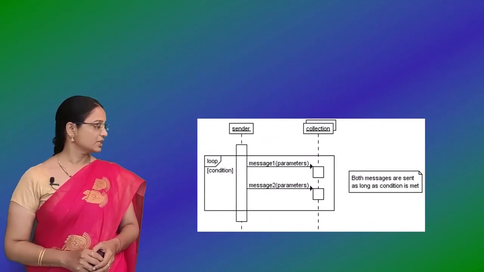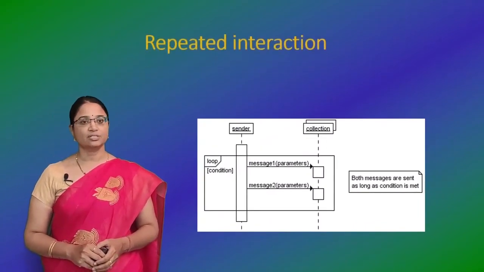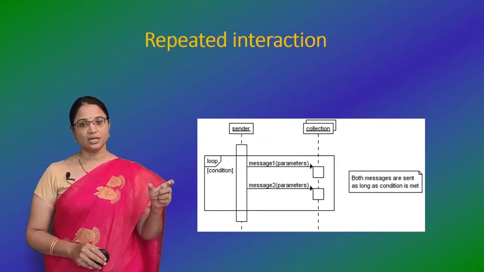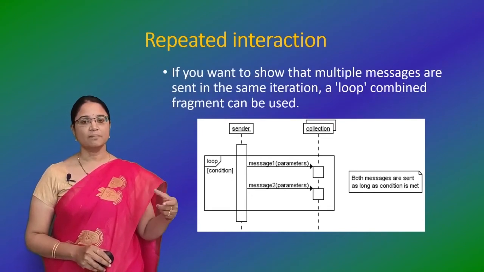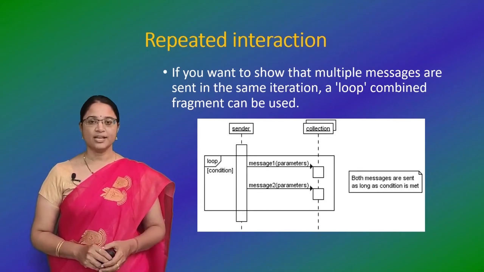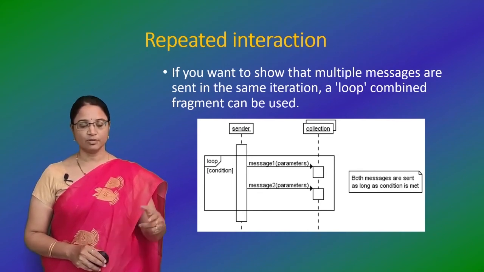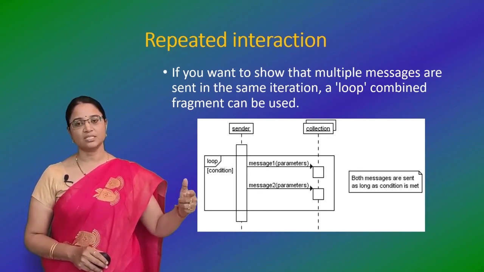If you see the figure here, it indicates a sender and receiver, and beside the condition we have a star symbol. As long as the condition holds, the messages are sent. It means for i equals 1, i less than or equal to 10. Whenever the condition reaches 10, the message sending will be stopped.